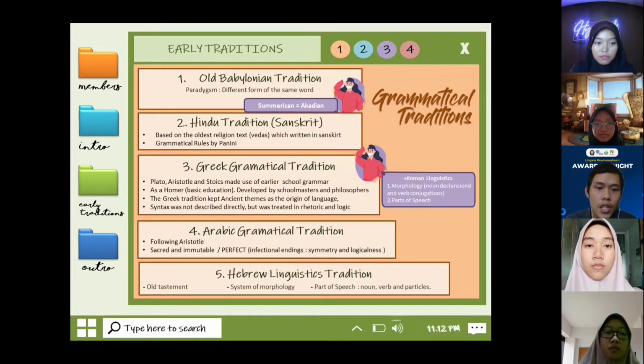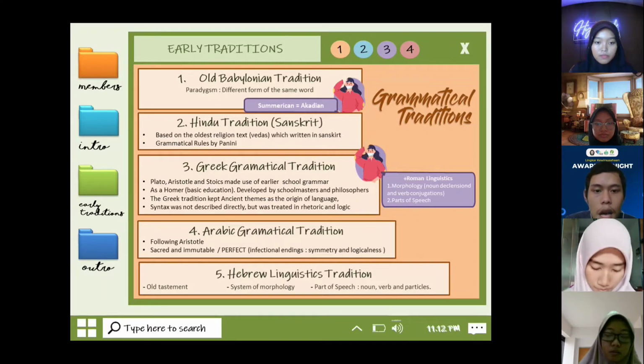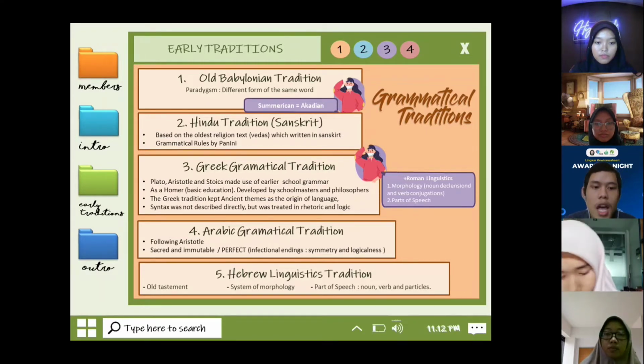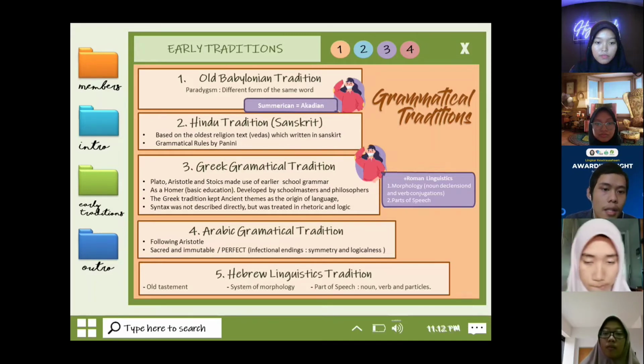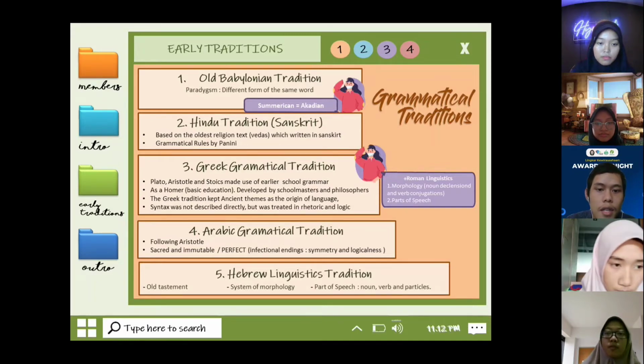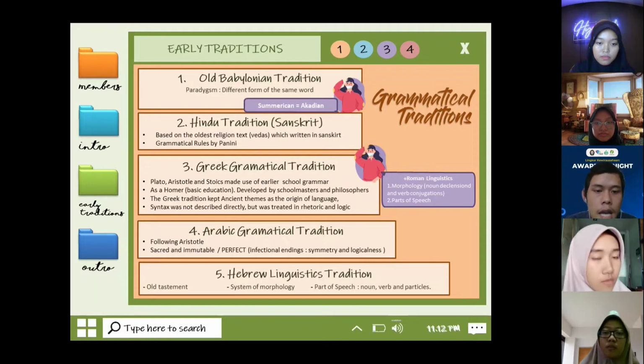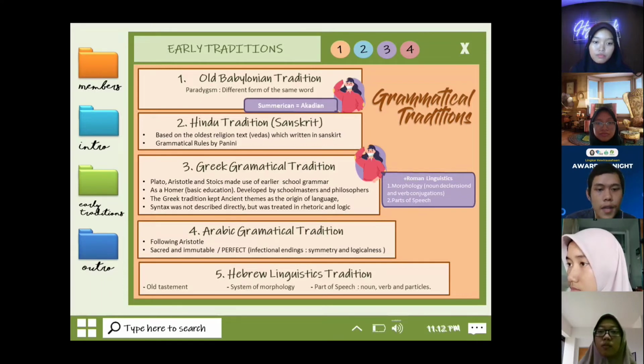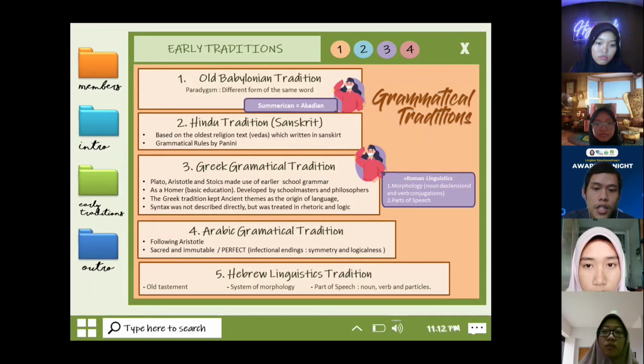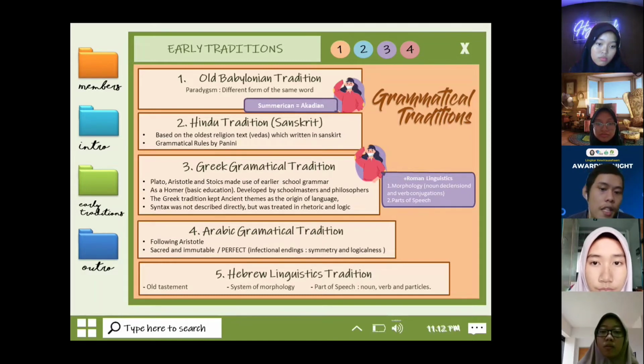And then the Greek tradition kept ancient themes as the origin of language. And then syntax was not described directly but was treated in rhetoric and logic. And the fourth is the Arabic grammatical tradition, following Aristotle, sacred and immutable or perfect, with inflectional endings, symmetry, and logicalness. And the last one is the Hebrew linguistic tradition, the Old Testament, a system of morphology, and the parts of speech like noun, verb, and articles.